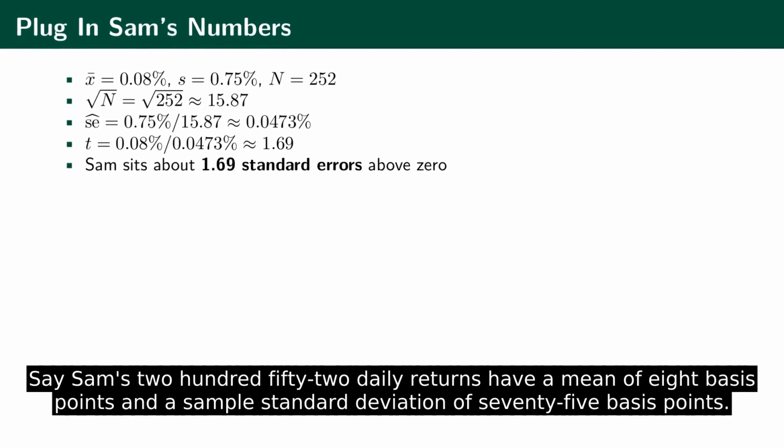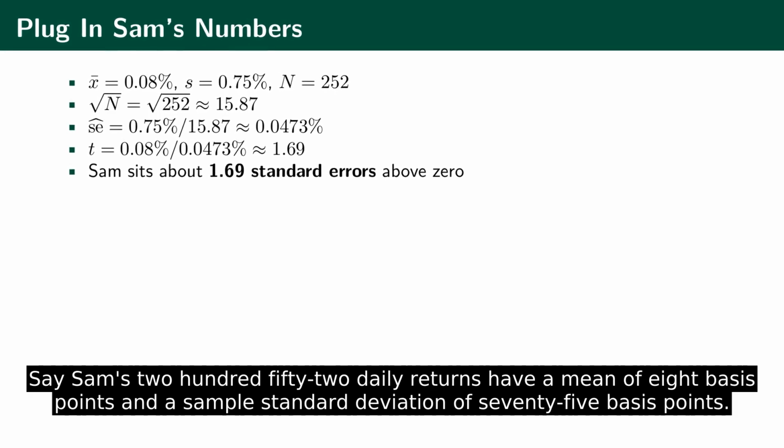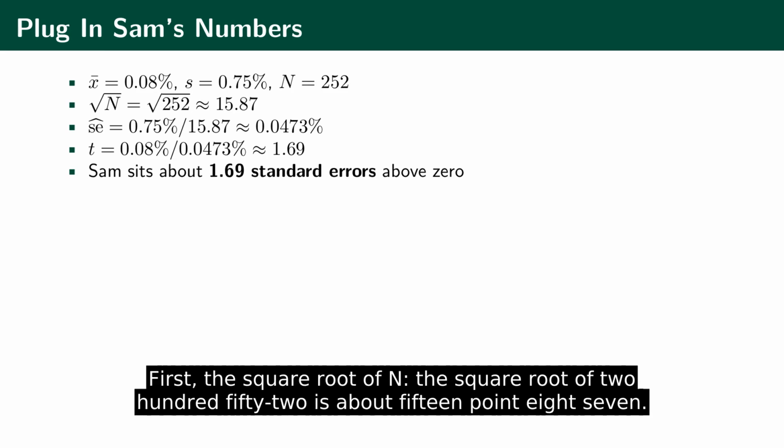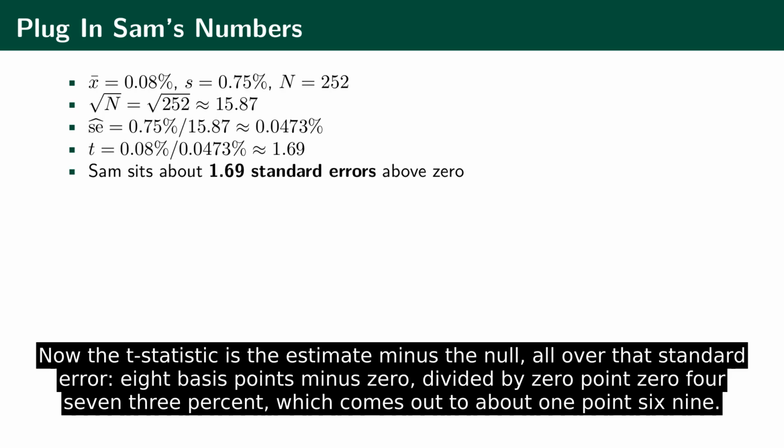Let's put numbers in. Say Sam's 252 daily returns have a mean of 8 basis points and a sample standard deviation of 75 basis points. First, the square root of n: the square root of 252 is about 15.87. The estimated standard error is the sample standard deviation divided by that. 75 basis points divided by 15.87 is roughly 0.0473%.